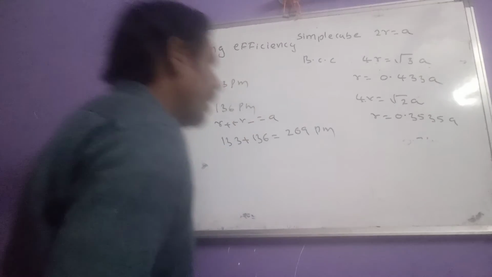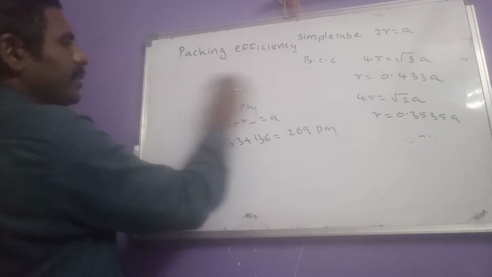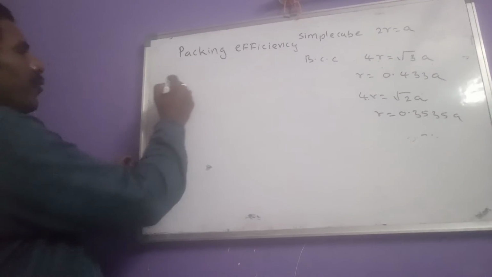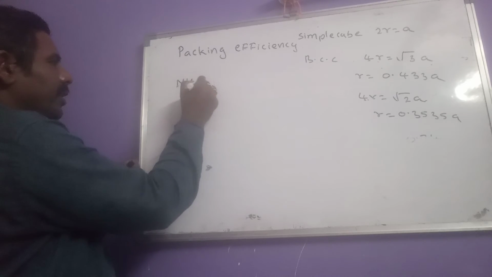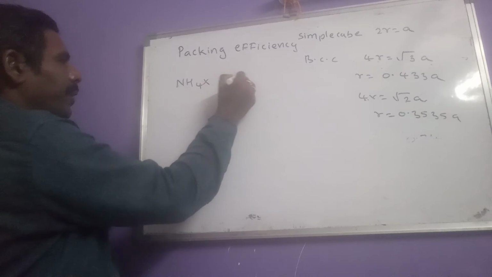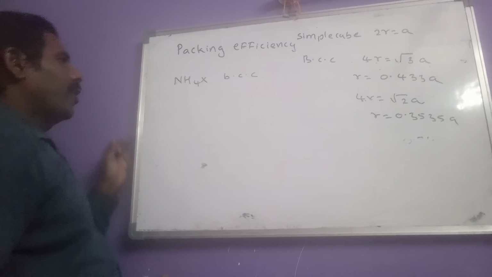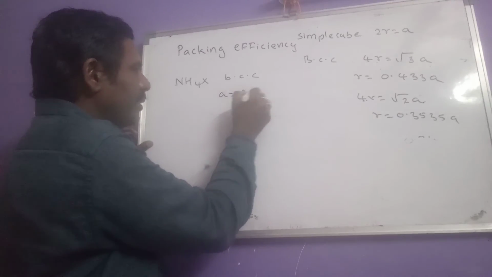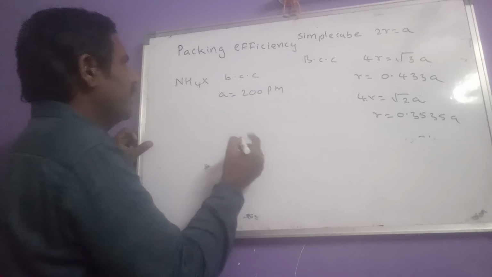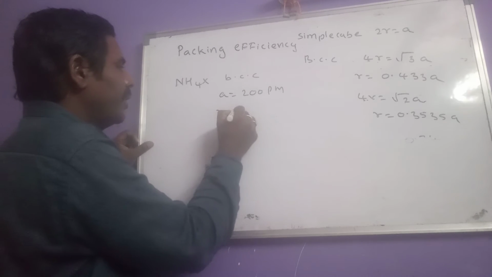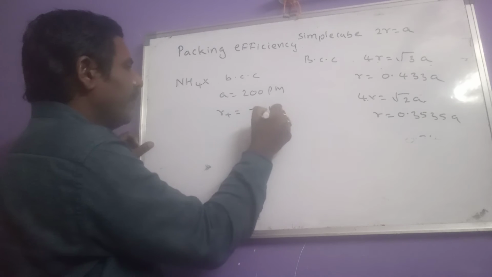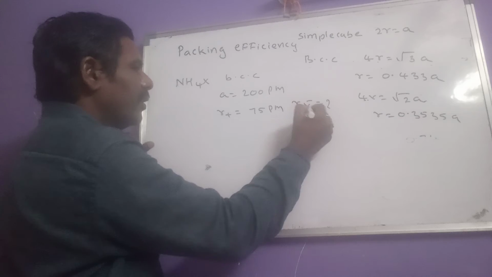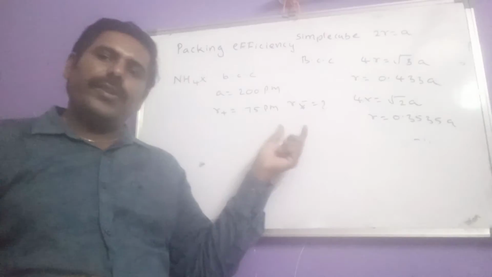Okay, let us see another question. What is that another question? For example, NH4X, this crystal is having BCC geometry, body centered cubic geometry, and edge length is 200 picometers and radius of cation is 75 picometers. What is the radius of anion?